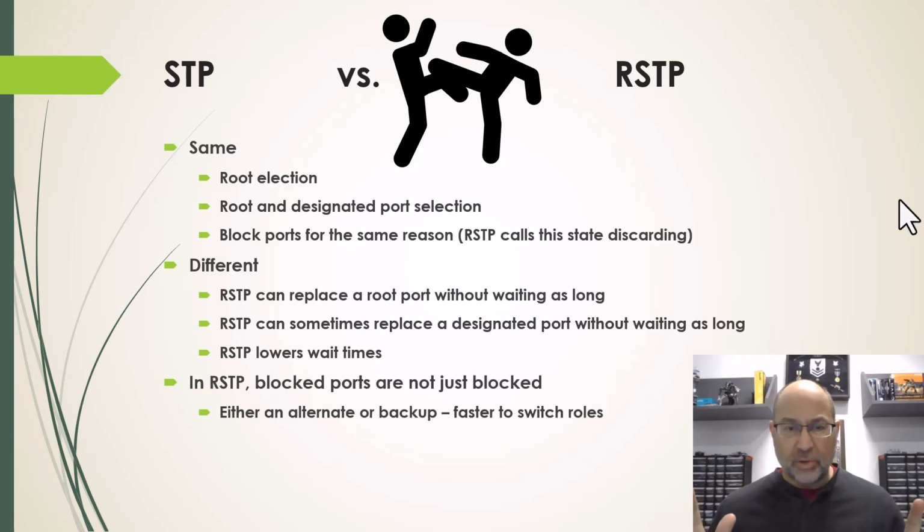Now, there are some similarities between traditional spanning tree and the faster rapid spanning tree. How you figure out who the root is, how you do root and designated ports, those are the same. You block ports for the exact same reason, but instead of blocking ports, we have discarding ports. Things that are different are all the things that rapid spanning tree does to speed up the process. You can replace a root port without waiting as long. You can sometimes replace a designated port without waiting as long, and all of the wait timers are lower.